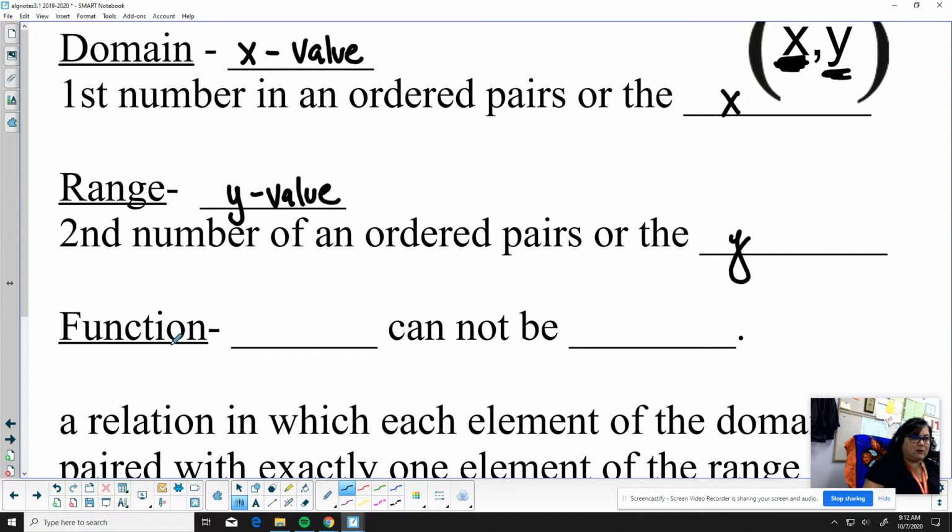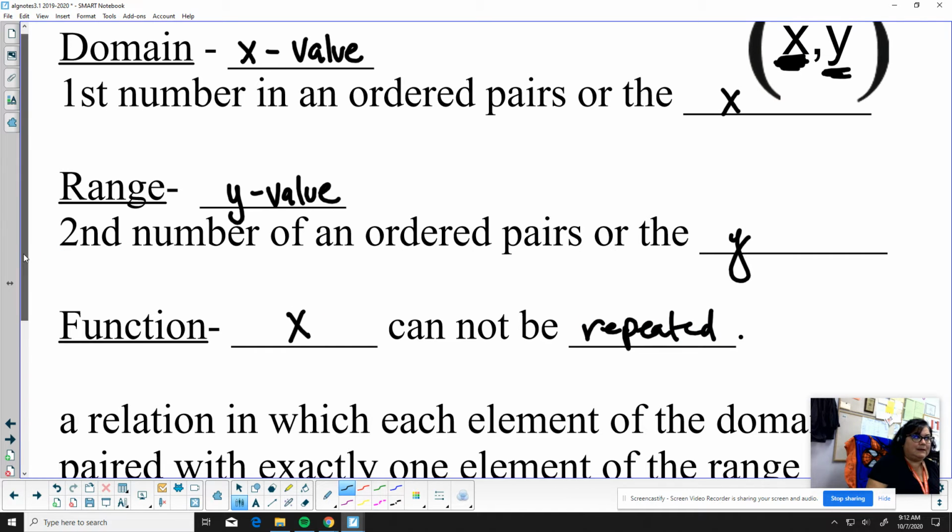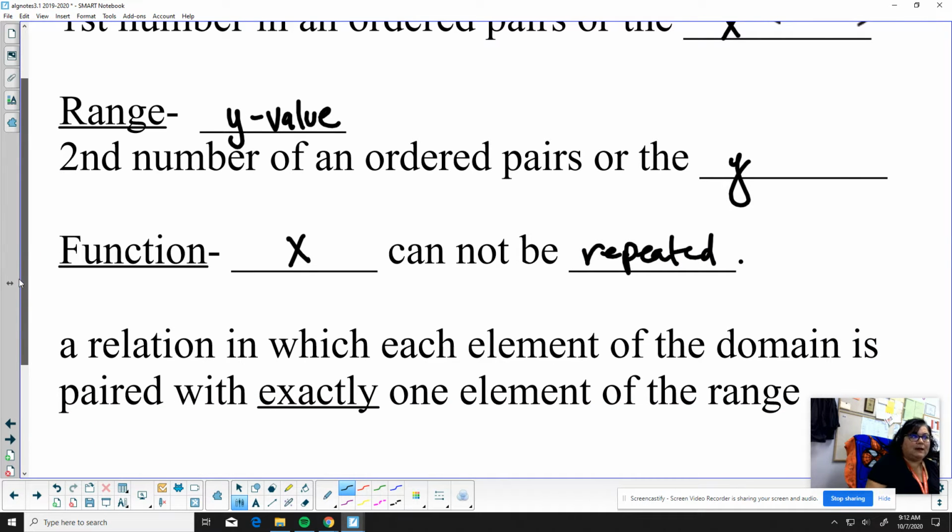So a function, when you have a list of points, a function is where the x cannot be repeated. Okay, the x cannot be repeated. So you can't have more than one x that's the same.